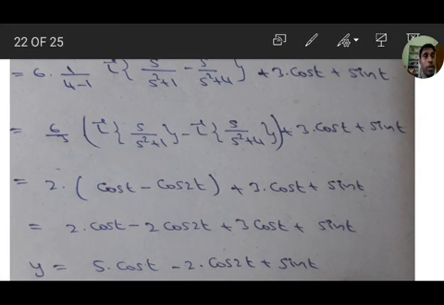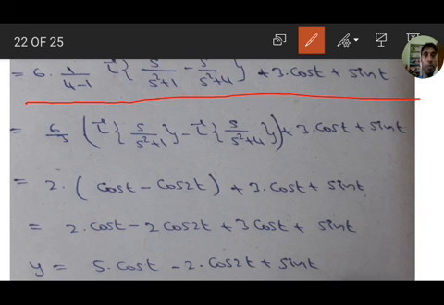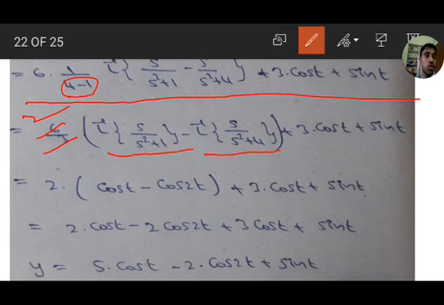That is 1 by 3 into L inverse of s by s square plus 1 minus s by s square plus 4, plus 3 into cos t plus sin t. Therefore 4 minus 1 means 3, and we get 1 by 3 into L inverse of s by s square plus 1 minus L inverse of s by s square plus 4, plus 3 cos t plus sin t.